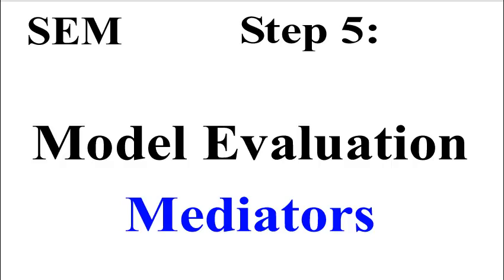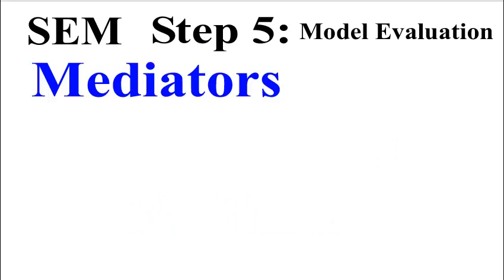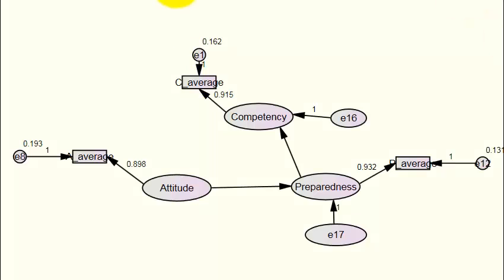So we're still under model evaluation, but now's the time to check to see if we've got some mediators going on. Let's go back and take a look at our Amos picture. Remember, this is the component scale version. We're going to make a few changes on it real quick. These values you're looking at here are unstandardized.